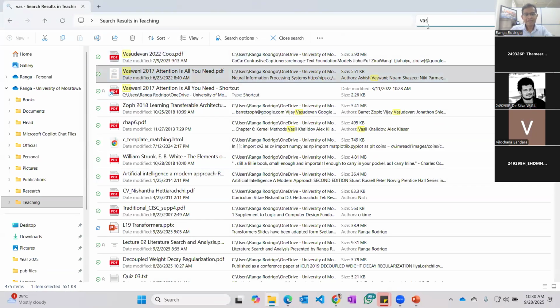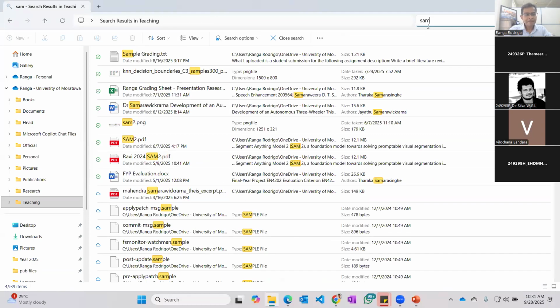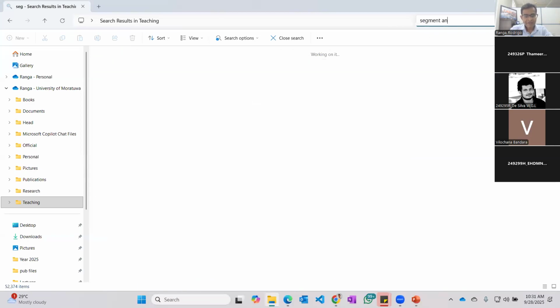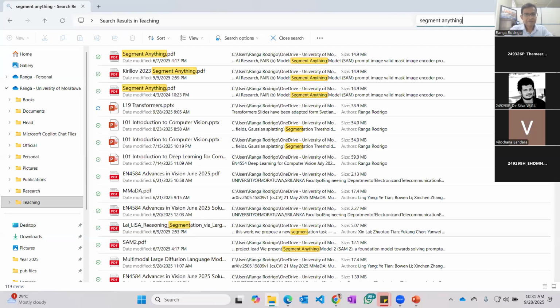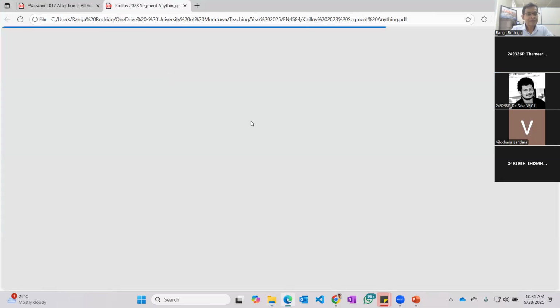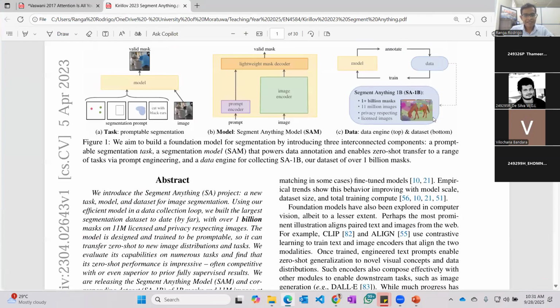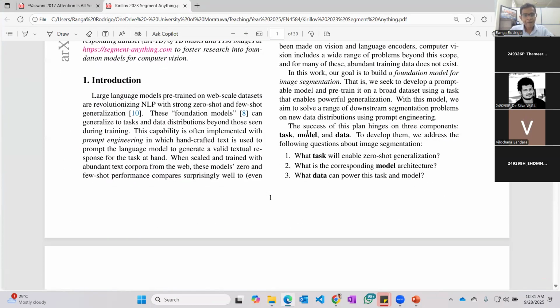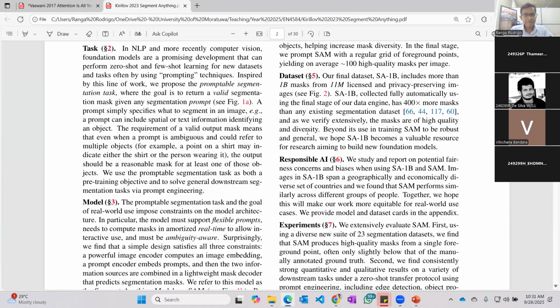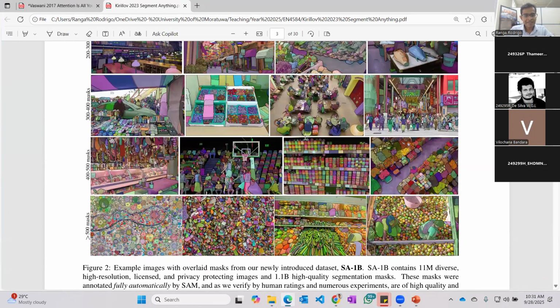If I want to look at that paper, the sample, not the sample one, this engine. You can see the masks.